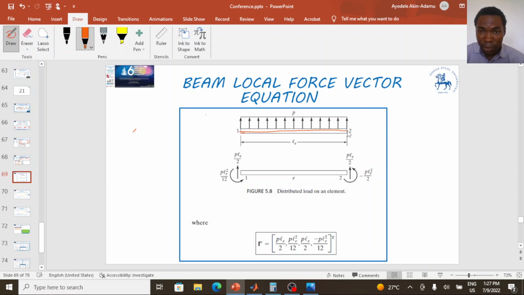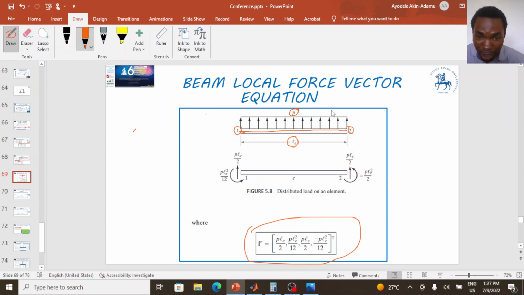So consider you have a beam finite element between node 1 and node 2. This is a beam finite element. This one is the node number, node 1, node 2. The length of the beam element, the length of the finite element, is LE. The load on the beam element is P. What is important here is this force vector, and I just want to explain the notation.